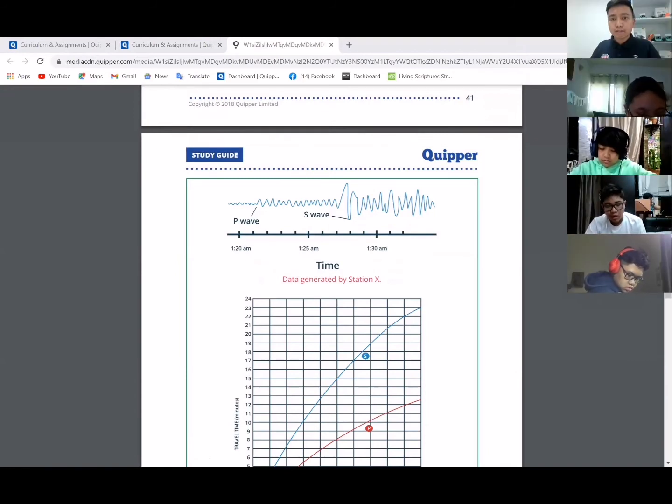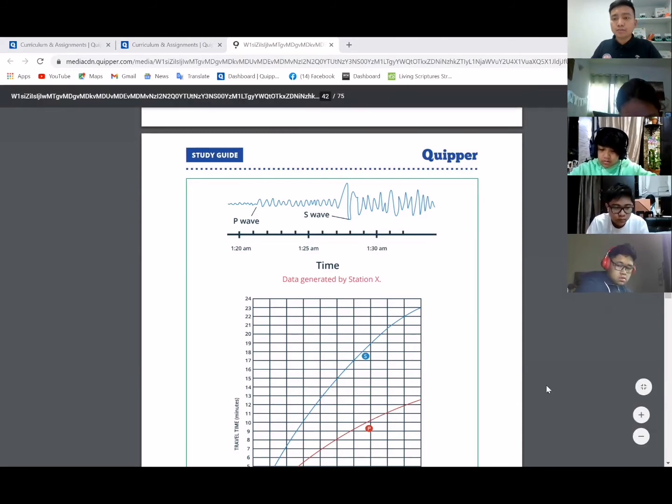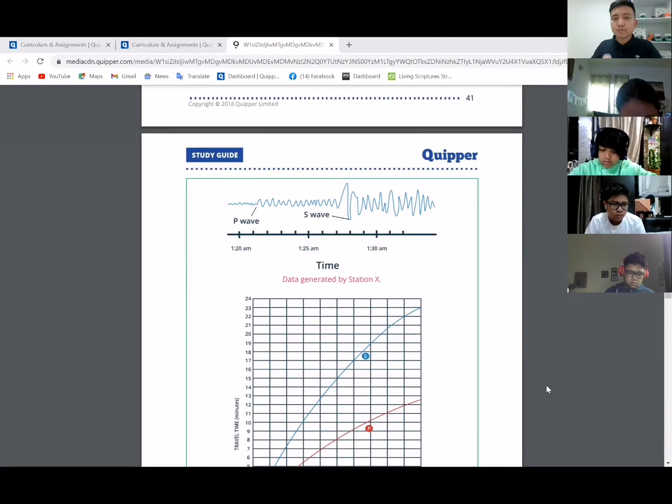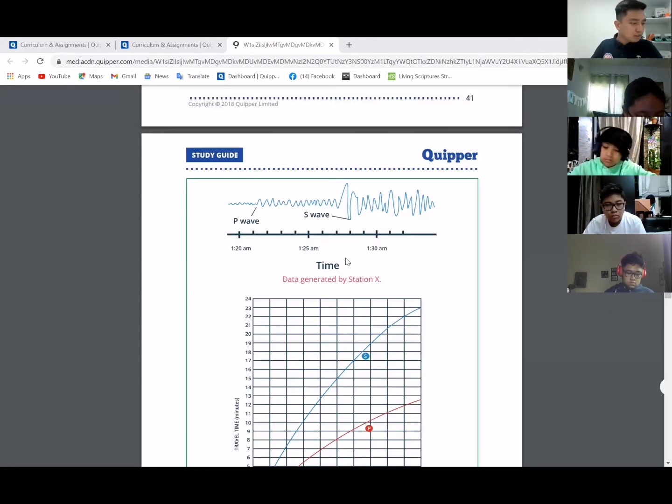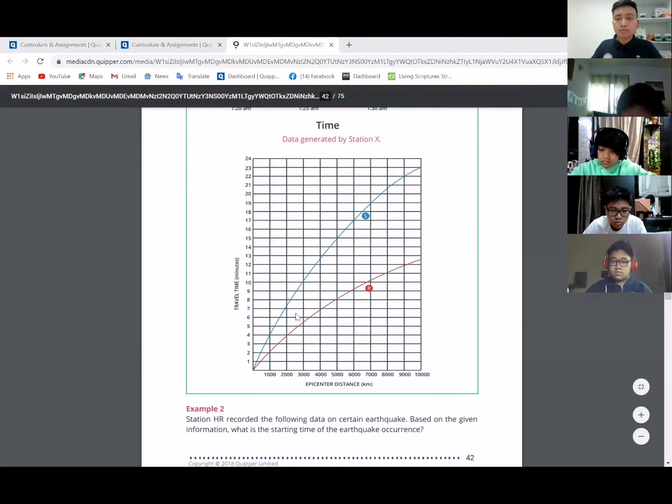P wave is about 1 hour, 21 minutes, and about 10 seconds. And S wave is 1 hour, 28 minutes, and 0 seconds. How the computation, difference? 7-minute difference. Okay, so 7 minutes difference tayo. That's correct. 7 minutes difference. Now, anong gagawin natin? We need to mark the 7 minutes here.